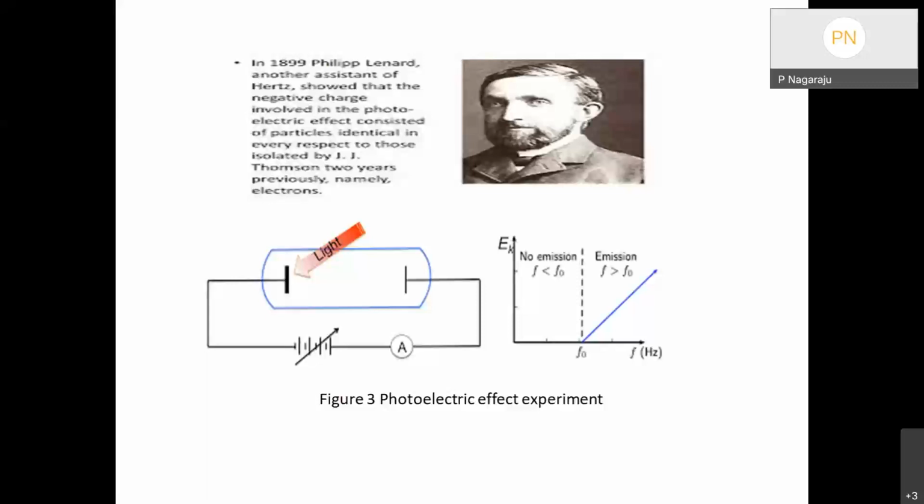And if we use visible light, even the alkali metal is enough for the emission of photoelectrons. But in case we go for zinc, cadmium, etc., we have to go for ultraviolet light only.